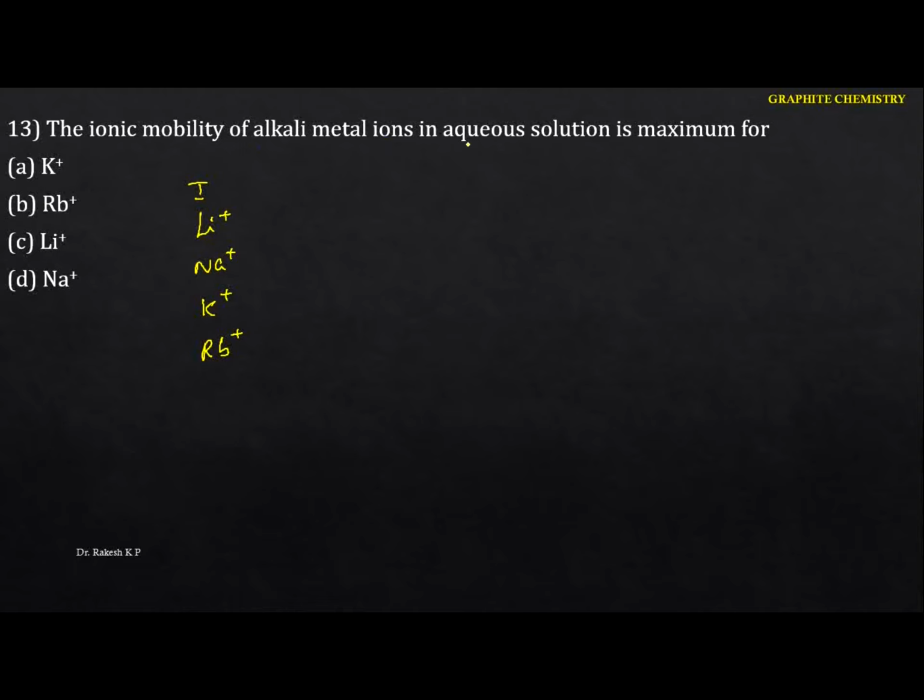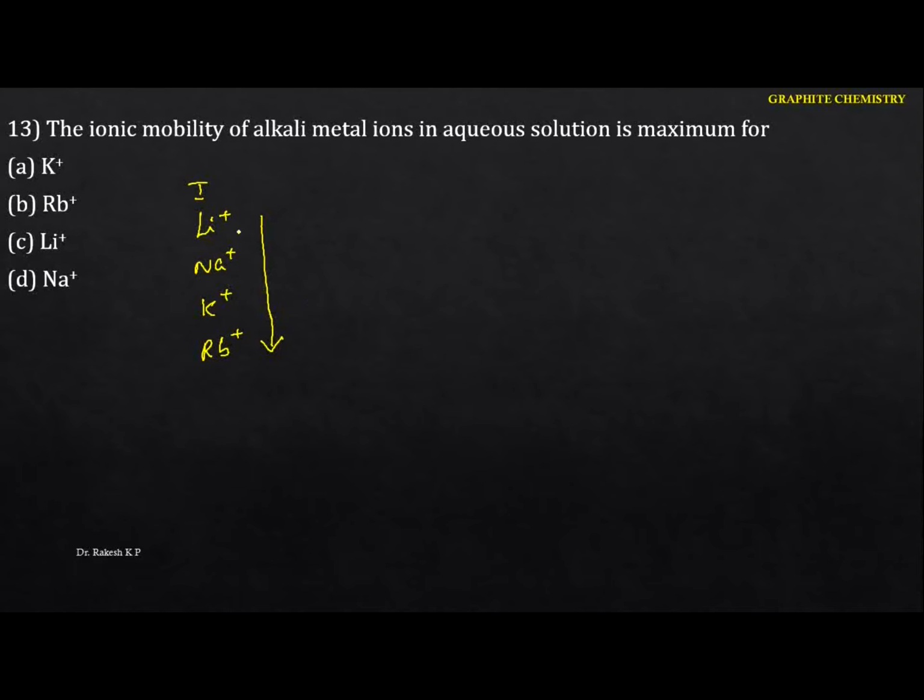Whenever it reacts in the aqueous solution, ionic mobility is nothing but the speed achieved by an ion moving through a gas under a unit electric field. That means now you have to identify in which of the ions the movement will be very fast. Just identify down the group. Down the group, the size goes on increasing. That means the ionization energy goes on decreasing.